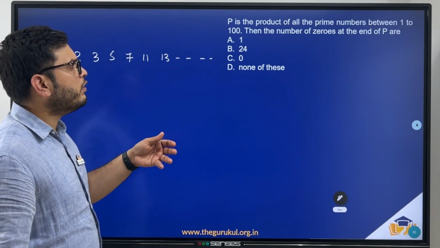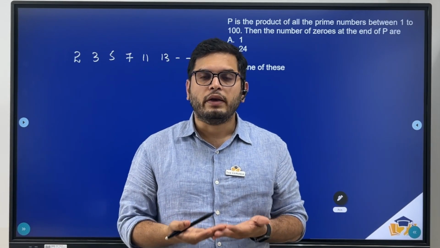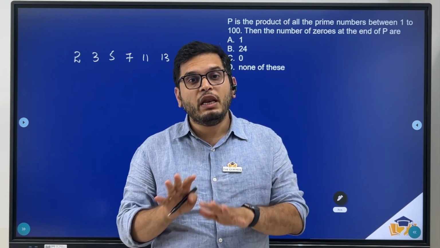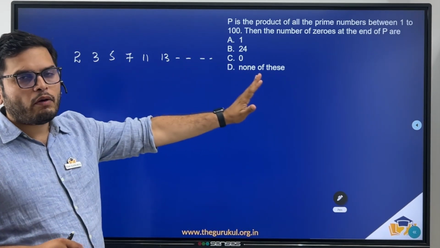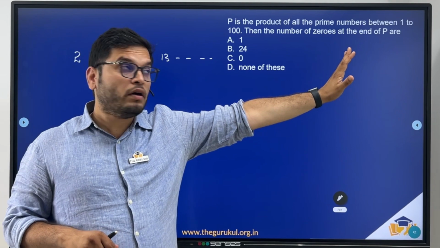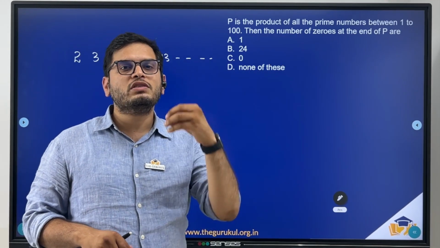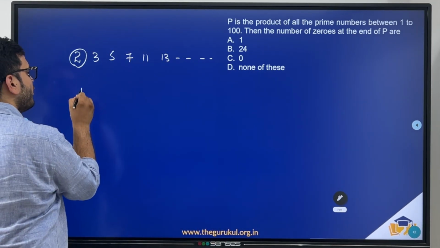Now we are asked to find the number of zeros at the end of P. Now number of zeros depends on what? Right. Number of zeros depends on number of 2's or number of 5's, whichever is minimum in a product. Right. Now how many 2's do we have in the product of all the prime numbers between 1 to 100? Only 1, because 2 is the only even prime number. So the highest power of 2 is 1.